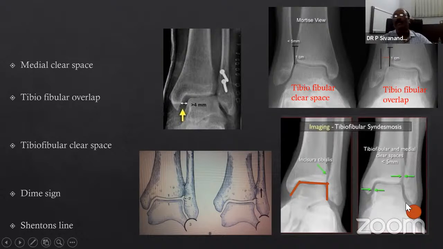And the last one is the dime sign, in the inferior part of the fibula. You will see a notch, and that notch should match the talus, and this will produce a circular shape. So if it is not circular, that means the fibula has migrated upwards, or it is externally rotated. In rotated situations also, you never get the dime sign positive. So all these signs are very, very useful to suspect syndesmotic injuries on radiological examination.